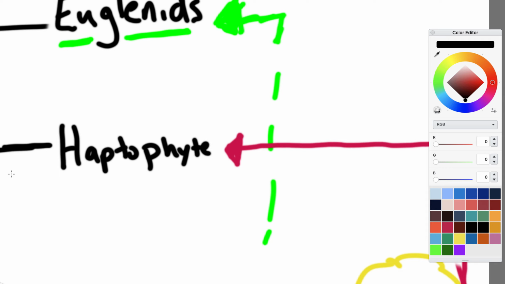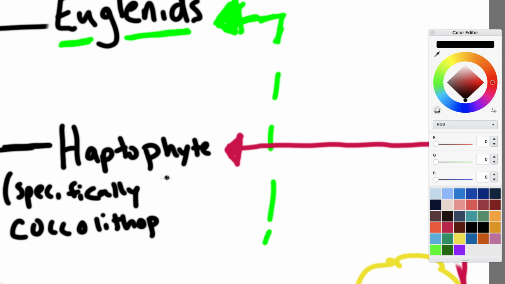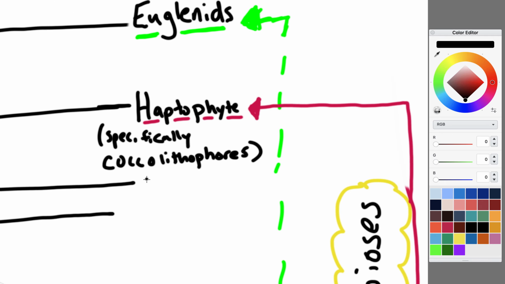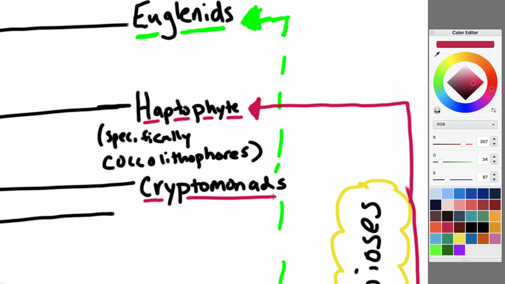Haptophyta, specifically coccolithophore. Okay, so coccolithophore comes from a red alga. This is the other group that actually has nucleomorph in it still, but it's from a red alga. This group is called the cryptomonads. Okay, so they're from a red alga, and they have the interesting nucleomorph as well.